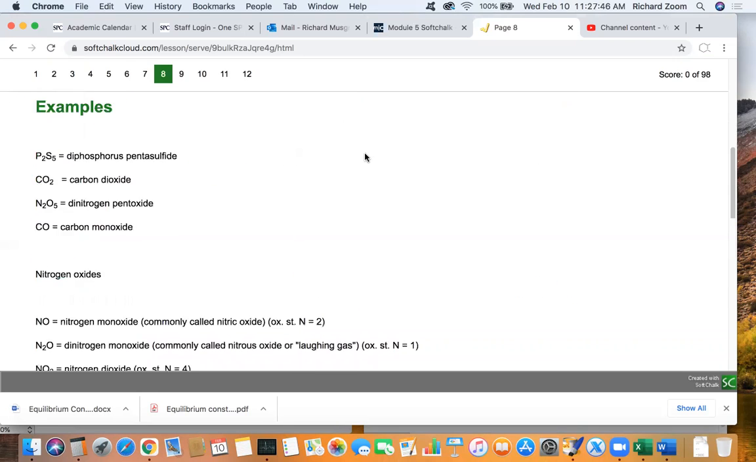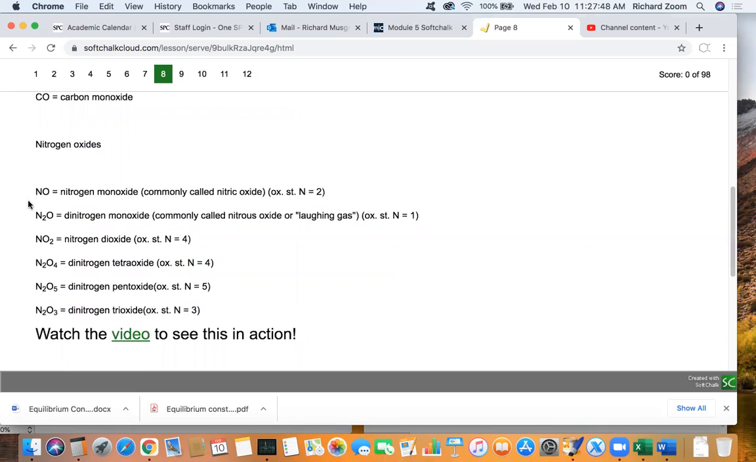All right. I've got some other examples down here. NO would be nitrogen monoxide. N2O would be dinitrogen monoxide. NO2 would be nitrogen dioxide. N2O4 would be dinitrogen tetroxide. N2O5 would be dinitrogen pentoxide. N2O3 would be dinitrogen trioxide. Does anybody have any questions?